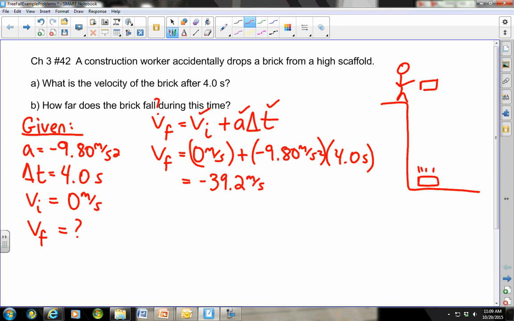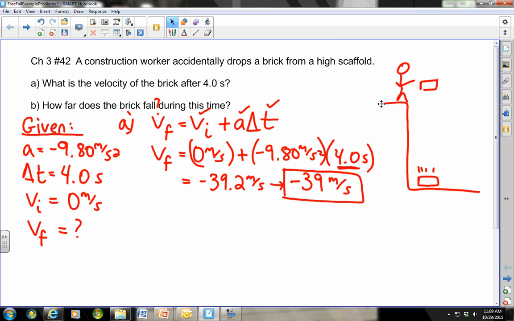So we're going to get negative 9.8 times 4 would give you negative 39.2 meters per second. But because of this number here, we only have 2 sig figs, so we're going to round to negative 39 meters per second. And always at the end, you're going to ask yourself if it should be positive or negative. We got a negative answer, and that's actually what we wanted, because when we do these problems, we're saying that down is negative. And at this moment in time, the brick was falling down, so it should have a negative velocity. Okay, that was part A. Now let's do part B.